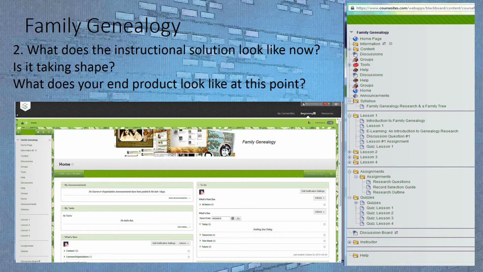What does the instructional solution look like now? Is it taking shape? What does your end product look like at this point? I began the course I developed within the Blackboard CourseSites LMS, for Learning Management System.